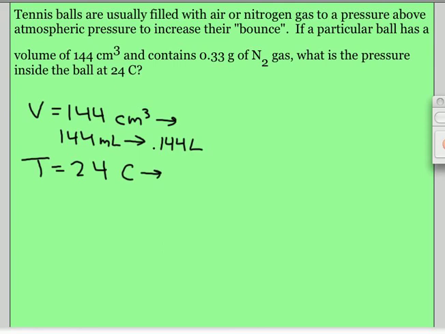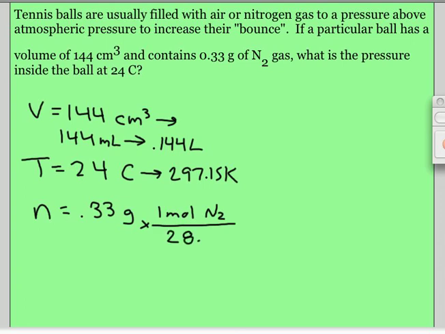which is 297.15 Kelvin. And then last but not least, they tell us we have 0.33 grams of nitrogen gas. Well, we would want moles, so we're going to convert that. And 1 mole of nitrogen, N2, is 28 grams, which is 0.012 moles.